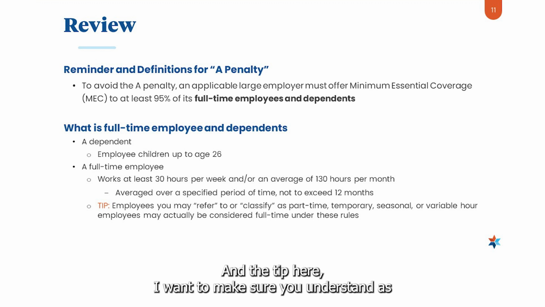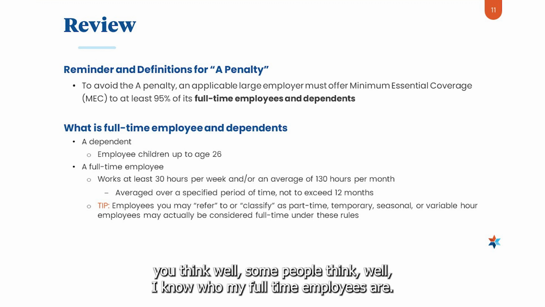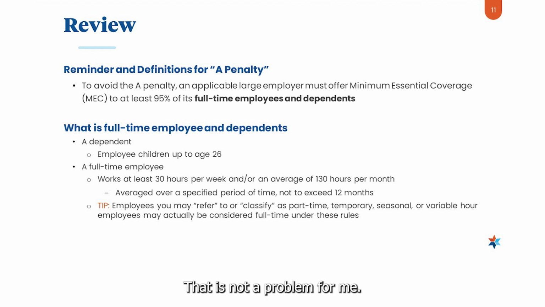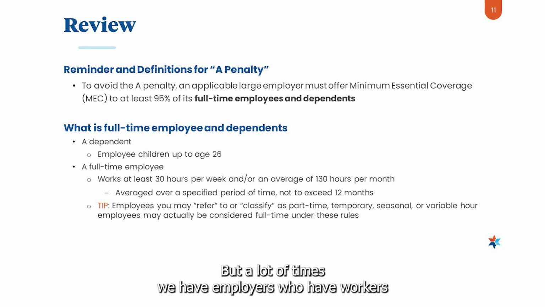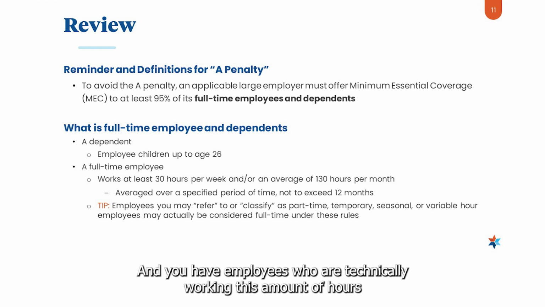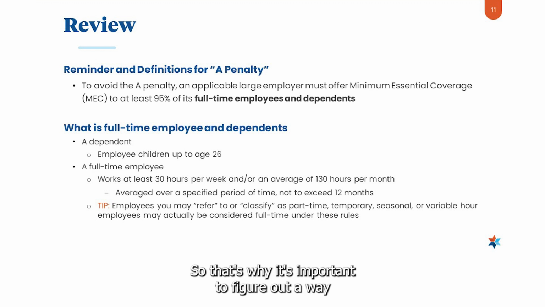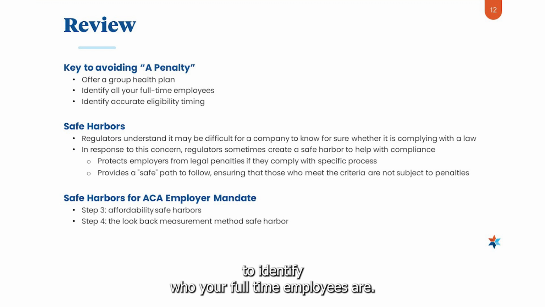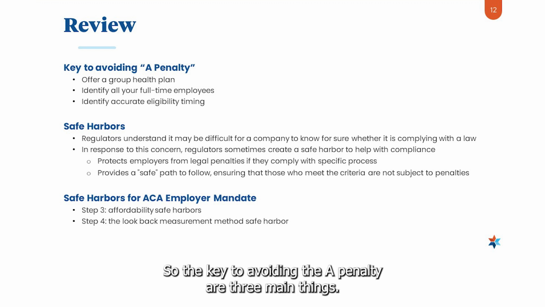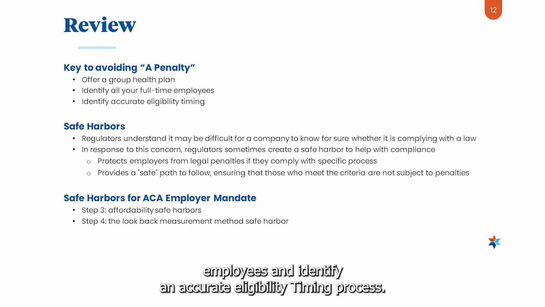The tip here I want to make sure you understand is, some people think, well, I know who my full-time employees are. That is not a problem for me. But a lot of times we have employers who have workers who are working more hours than the HR department realizes. You have employees who are technically working this amount of hours and you're not identifying them and you're not aware of them. So that's why it's important to figure out a way to identify who your full-time employees are. So the key to avoiding the A penalty is three main things. Offer a group health plan, identify all your full-time employees, and identify an accurate eligibility timing process.